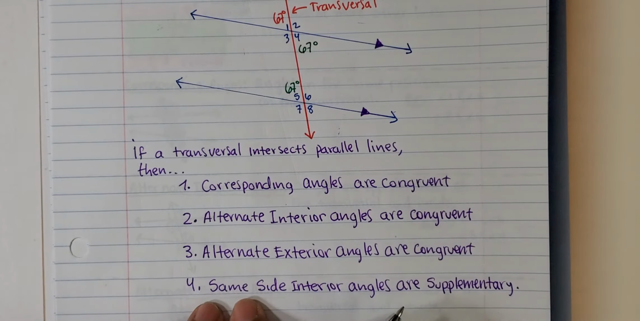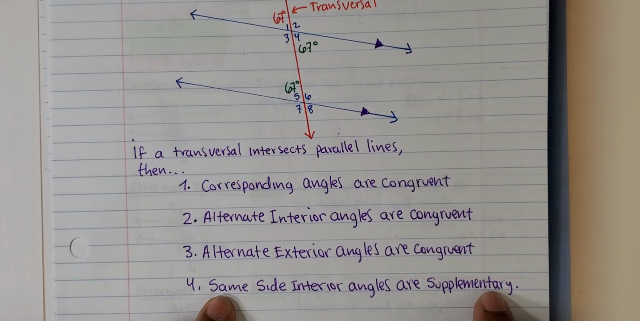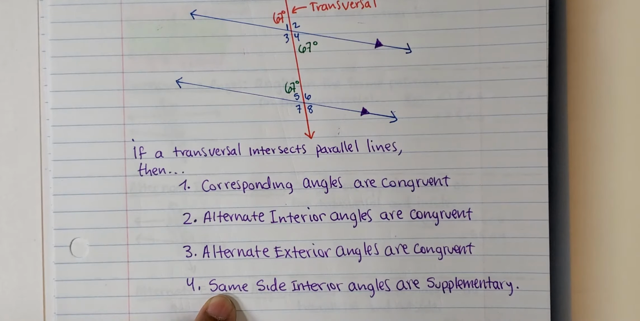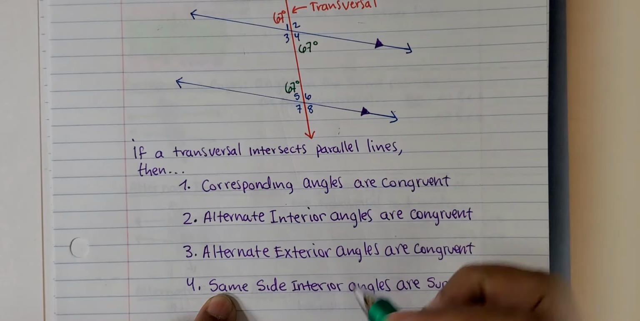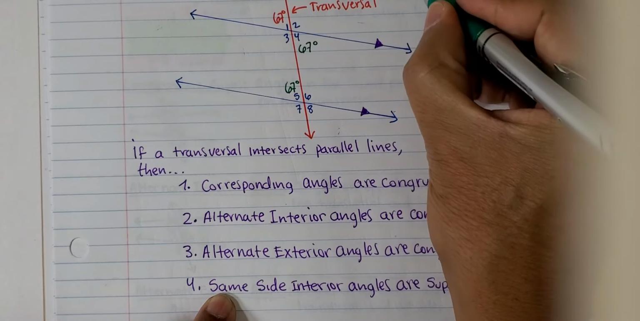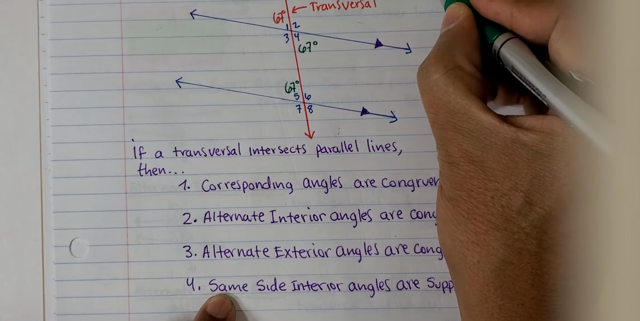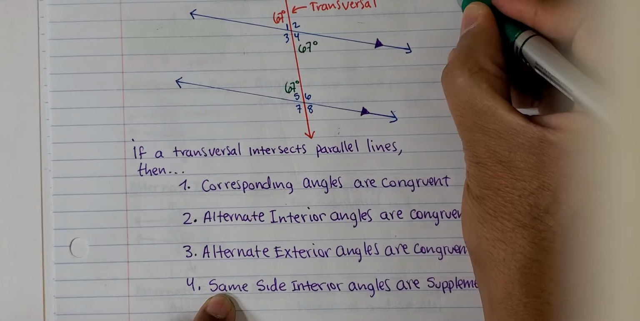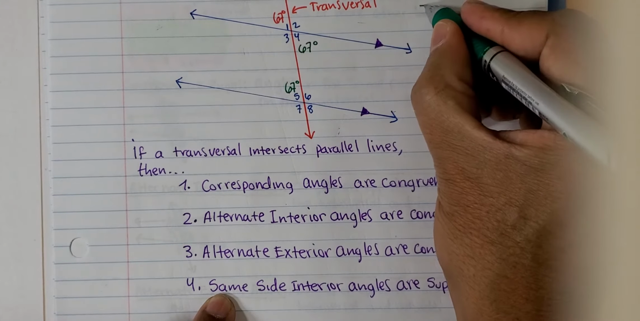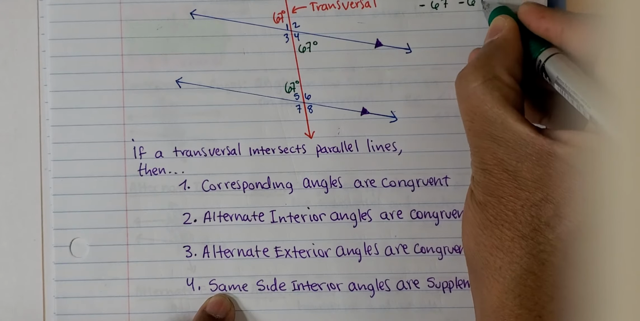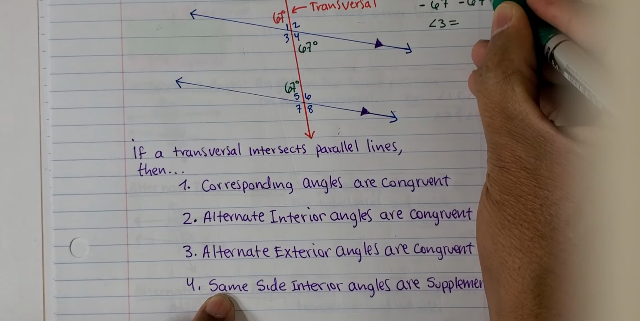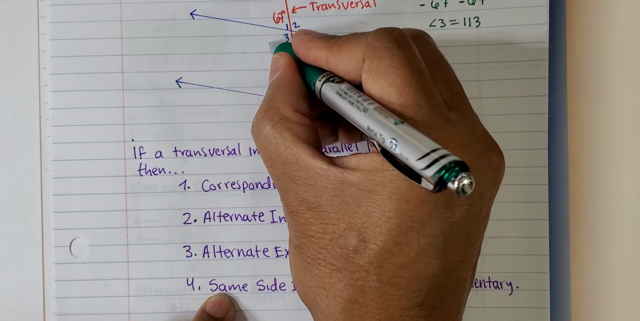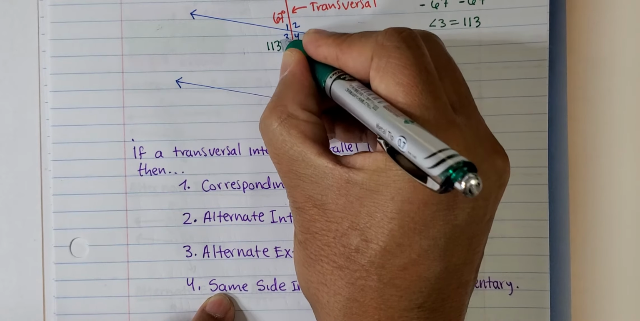Okay. Number 4 says that same side interior angles are supplementary, which means that angle 5 and angle 3 have to add up to how many degrees? And if you said 180, you're correct. So then to find angle 3, I'm going to do this on the side. Angle 3 plus 67, which is this angle, equals 180 degrees. They're supplementary, so I'm going to subtract 67 from both sides of the equation. So then I find that angle 3 is equal to 180 minus 67, that's 113. So then angle 3 has a measure of 113 degrees.